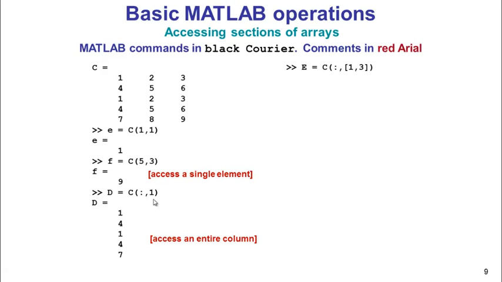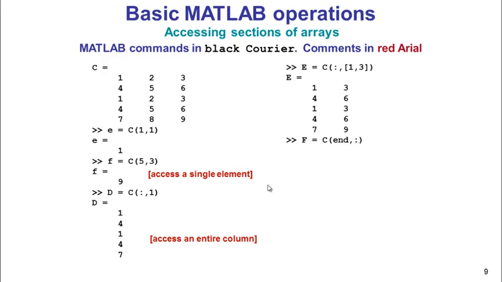And we can make this more complicated. We can say capital E is C(:,[1,3]), which will give us a 5 by 2 array, which has the first column and then the third column of C.